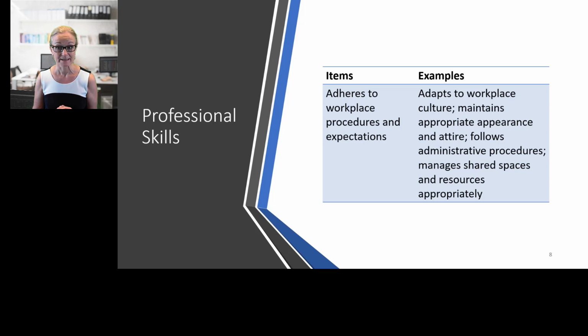The next one is adhering to workplace procedures and expectations. So you'll need to flex your style to adapt to the culture of the workplace you're in, maintaining your appropriate appearance and attire, so that's your USC uniform worn correctly, following any administrative procedures that are told to you, such as locking gates, just knowing where you need to be at certain times and being there at that time.